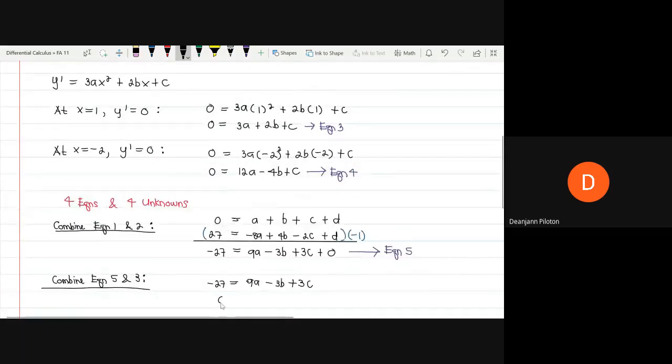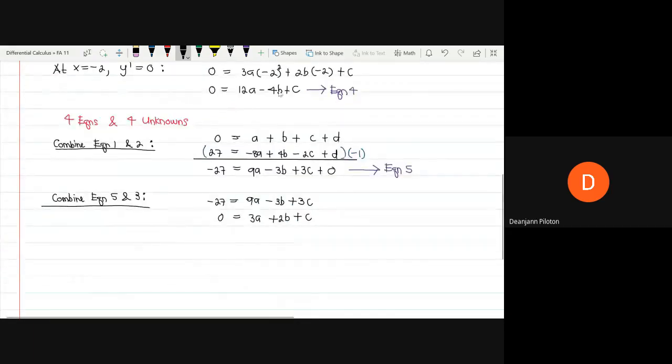Our equation 3 is 0 equal to 3a plus 2b plus c. Here, class, we choose which unknown we will eliminate. I choose c, so I omit the unknown c. To omit it, I need to multiply the third equation by negative 3, so that 3c minus 3c later is equal to 0. So both sides of the equation are multiplied by negative 3. We have negative 27 minus 3 times 0, so still negative 27, equal to 9a minus 3 times 3a, so the answer is 0.